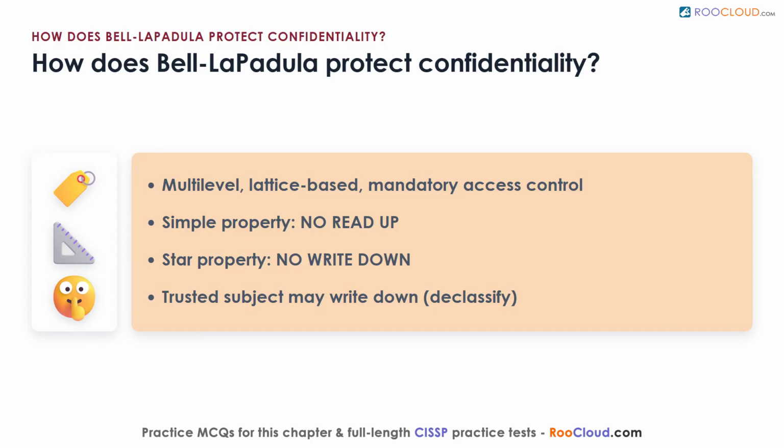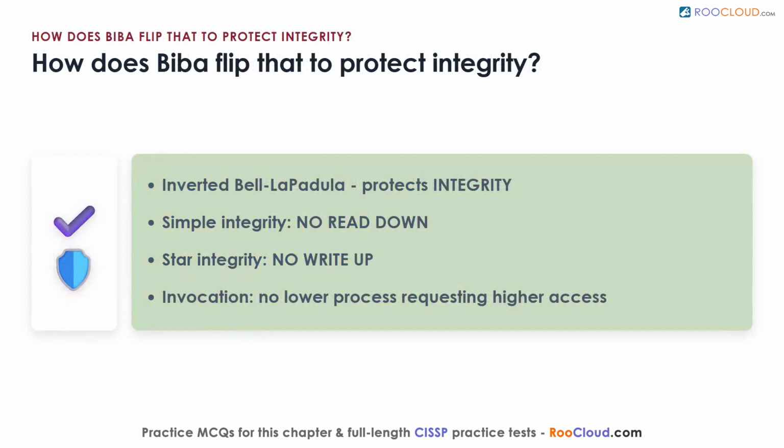A third property uses an access matrix to enforce need to know. There is one exception. A trusted subject may violate no write-down to legitimately declassify information. Remember, simple is about reading. Star is about writing.